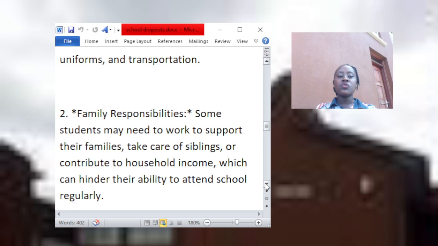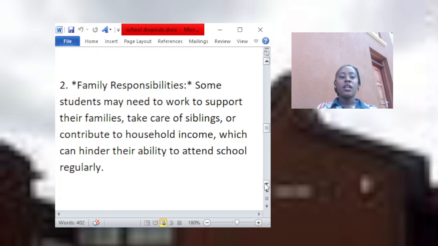This is where some students may need to work to support their families, take care of siblings, or contribute to household income, which can hinder their ability to attend school regularly. You may find some parents have allocated their children to take care of the cows, and others to make sure they have brought something home. So these responsibilities may hinder them from going to school since they cannot multitask at that young age and manage all of them.